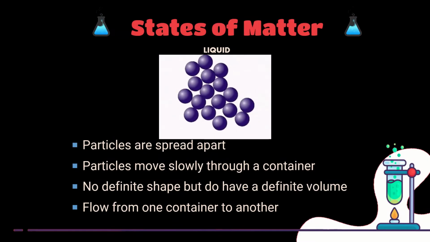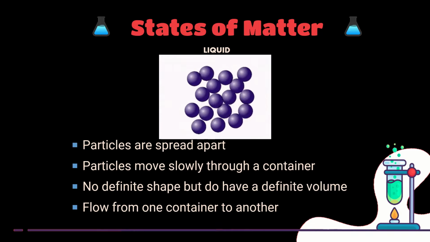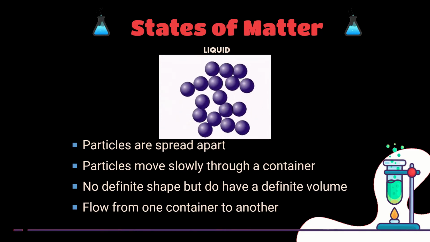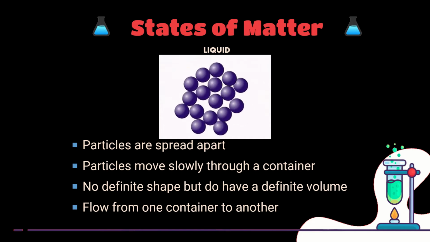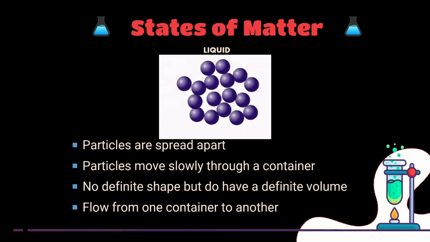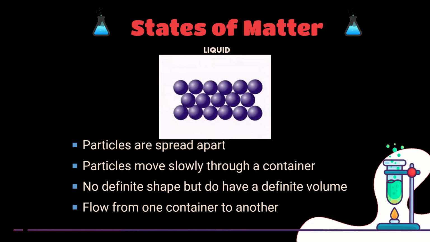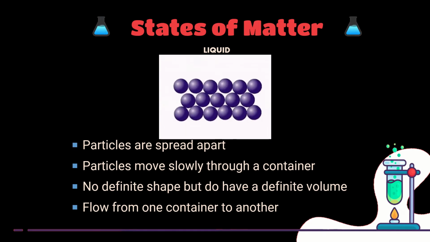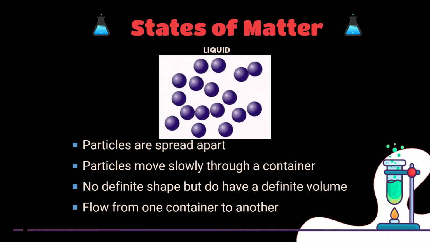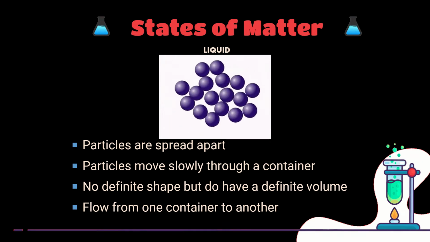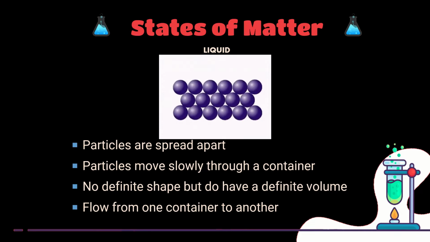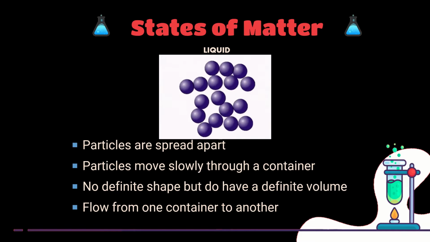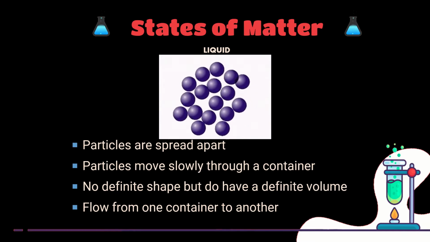So sa liquid particles naman, mapapansin ninyo sa ating animated picture na they have a lot more freedom of movement as compared to solids. So because of this, they can freely move apart. So medyo magkakahiwalay sila. Yun nga lang kasi, if you can still remember our discussion last time regarding the bonds that each particle can have, nagkakaroon pa rin sila ng attraction to each other. Kaya hindi sila masyadong nagkakalayo. So that is why these liquid substances are able to flow. Aside from that, the particles move slowly through a container.